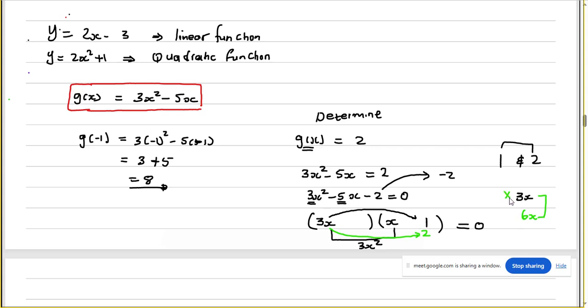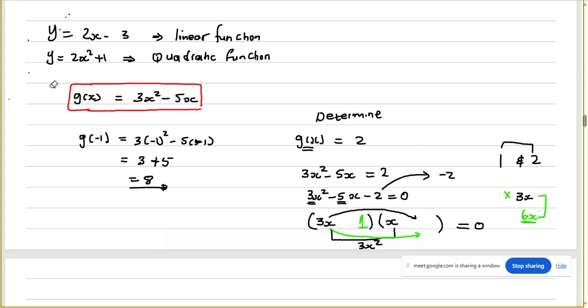So 3x, it's not exactly close because after 3x, there's still 4. But 6x is next to 5x. So the correct one, we need to put 2 this side and then 1 on that other side. I'm not sure if this makes sense. Yes, sir. You understand how this works?